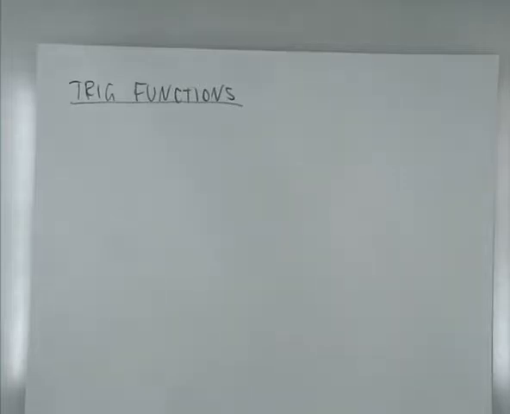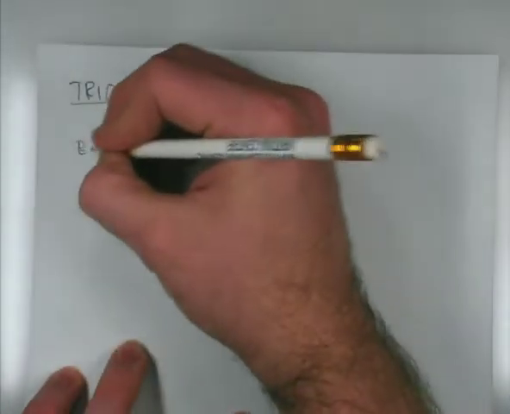Well, there's two basic trig functions. There's your sine and your cos, and there's also tan. And the original definitions of them are to do with triangles. That's what trigonometry means. Trig means triangle, and ometry means measurement, so they're for measuring triangles.